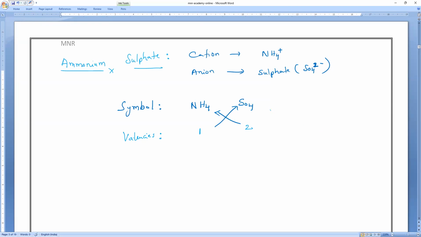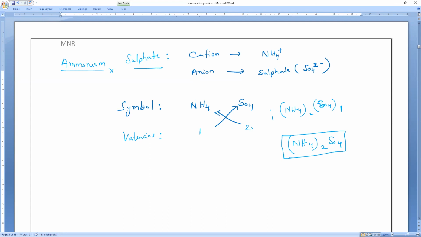The entire thing. So NH4 twice, and SO4 with bracket 1, but 1 is not required to show. So it will come as NH4 twice SO4. How to read this one? Everybody say once. NH4 twice SO4. Please read it.